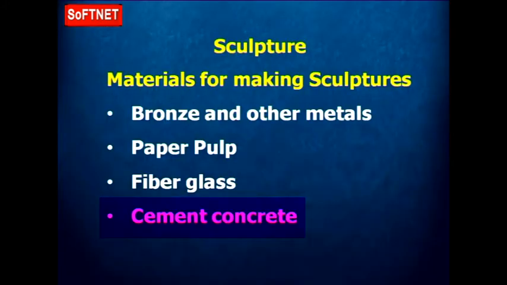Another traditional material is cement concrete. Traditional in the sense that art schools use cement concrete for casting. In modern times, that has become a conventional material for casting, because it is relatively cheaper and it is more durable, unlike, let us say, plaster of Paris. Plaster of Paris is also used for casting a mold, but cement is more durable than plaster of Paris.